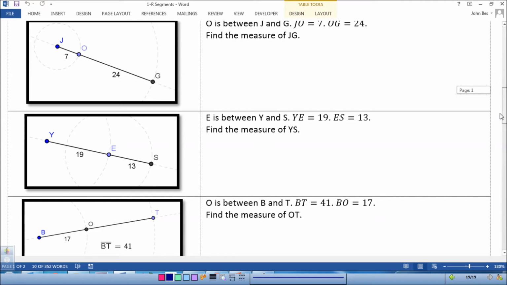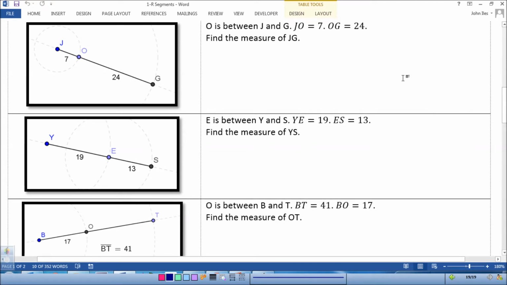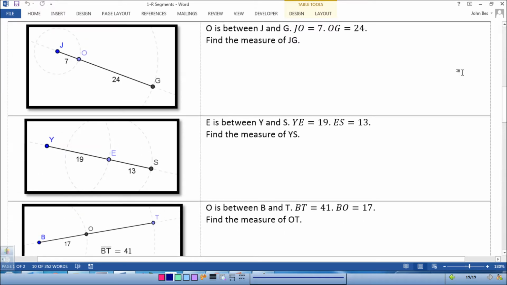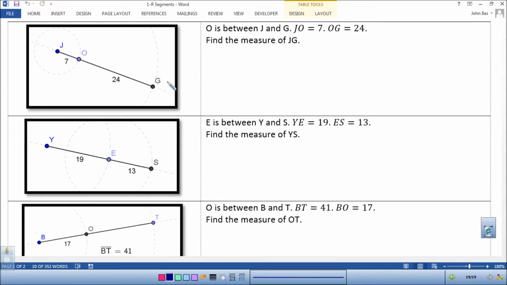All right, we got 3 practice problems, and I can kind of squeeze them all in here so we can just get this done in one quick swoop. I think it's just 3. Yep, just 3. So here we go. We always start by writing the segment addition postulate. So this is JG equals JO plus OG. Now, JO's value is 7. OG's value is 24. We're looking for JG. 7 plus 24 is 31.